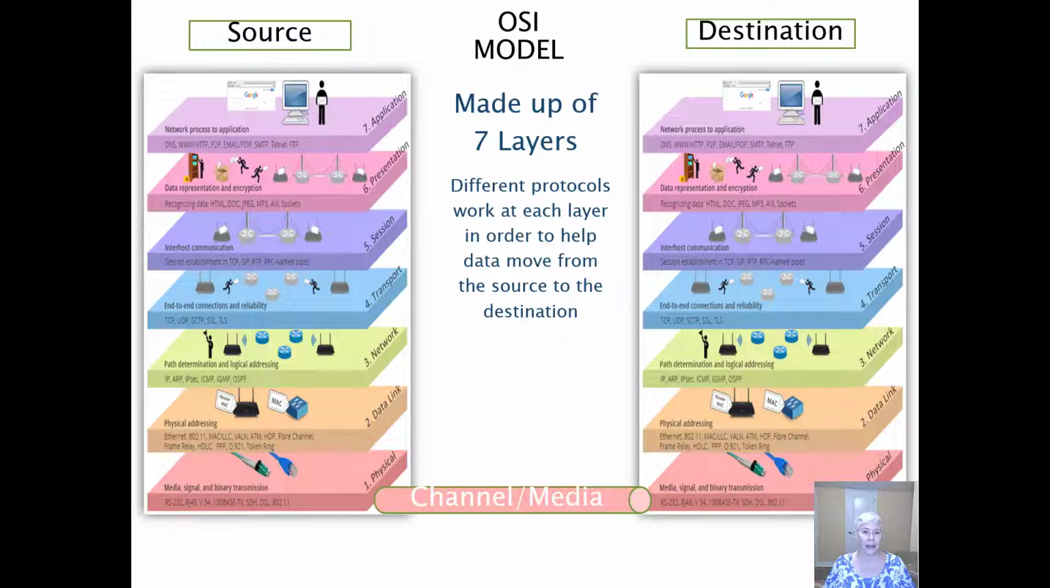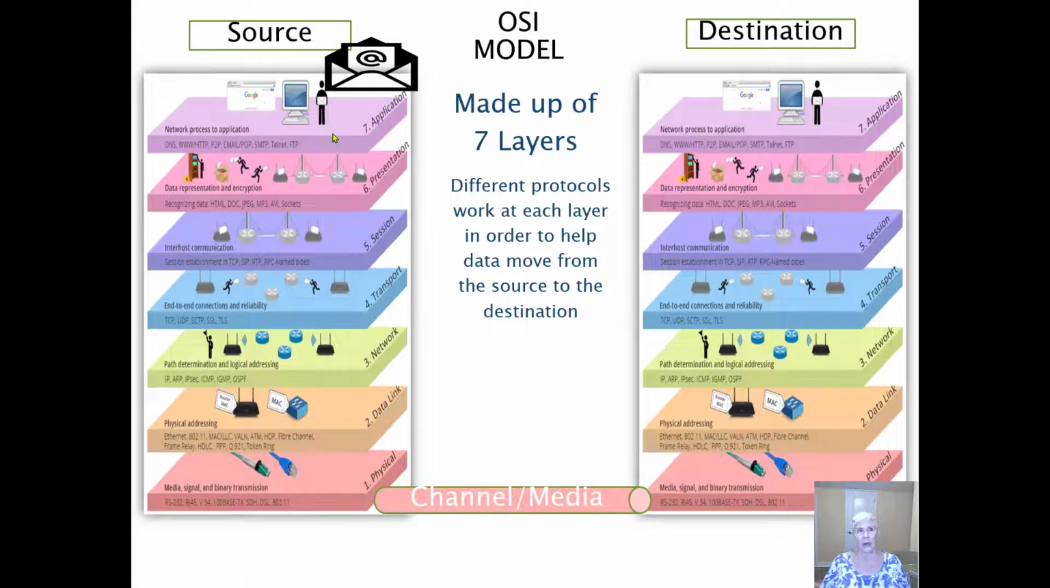Again, let's say I'm writing an email. So at the application layer, I'm going to be interacting perhaps with Google email. That is functioning at the application layer. Once I write that email and I hit send, it's going to start to move through the different layers of the OSI model: the presentation, the session, the transport, the network, the data link, and the physical. Something different happens at each layer.